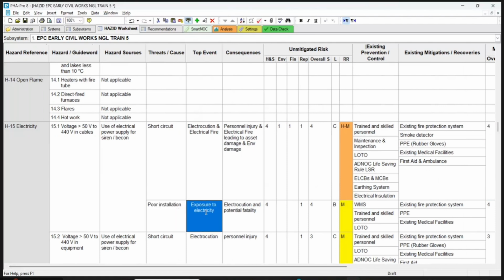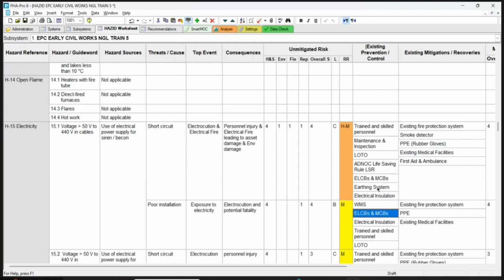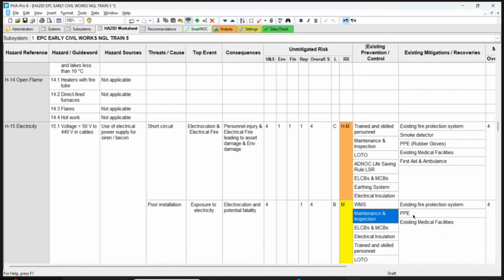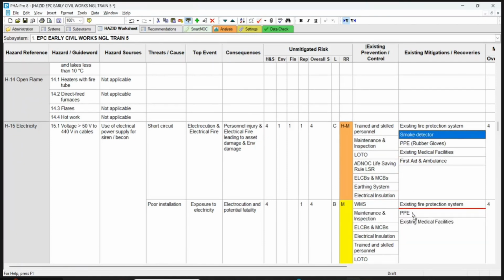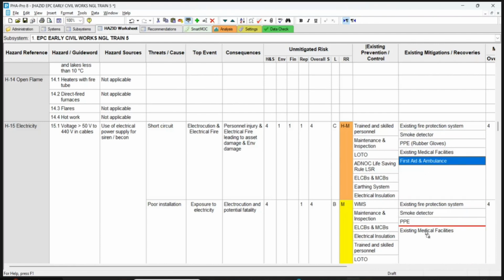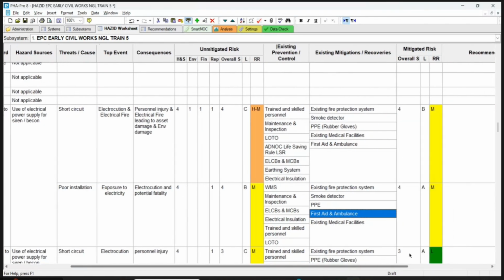And electrical insulation can also have the same thing. Fatality, WMS, work permit, LOTO, I think it will cover electrical insulation. ELCB will help you, right? Ultimately, same consequence. Maintenance and inspection also. Inspection, correct. Alpha team, HAZID, this one. Smoke detector will help you. First aid will help you, correct. So this is a 4B again.